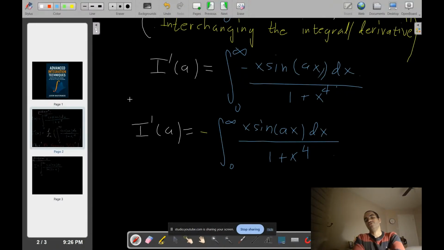How do we integrate that? For all you calculus guys out there, you've never seen this type of integral before. That's right. Integration is much harder than what you've been seeing. So we need to think a bit out of the box.